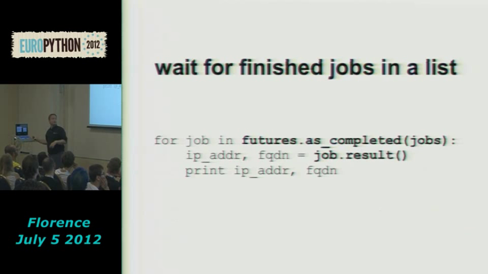So this is a list of jobs here. Whatever order it is, it actually is an iterable of jobs. Whenever one's finished, you get it back on the iterator, no matter the order that it happened. And then I can call the job, get job result. This won't block because I know that it's already there, and I assign it to my values and I print it out.